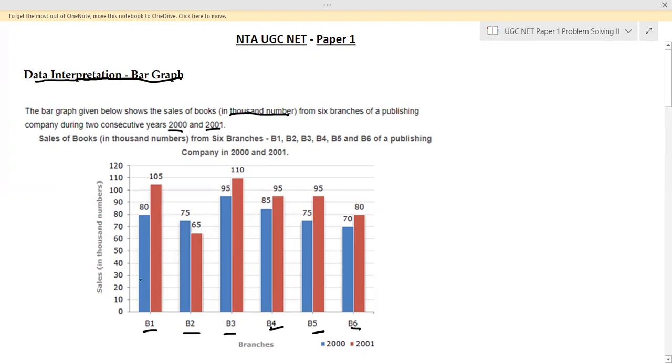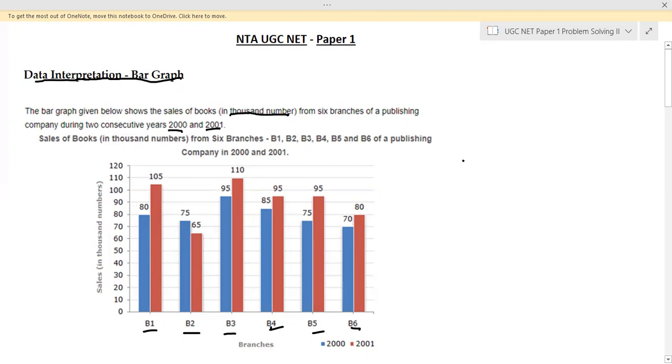And what about these two colors? As given in the question, they show the sales for 2 consecutive years, 2000 and then 2001. So let me do one thing here. I'm just going to construct a simple table and put the data from the graph into it, so that you can get a better understanding.